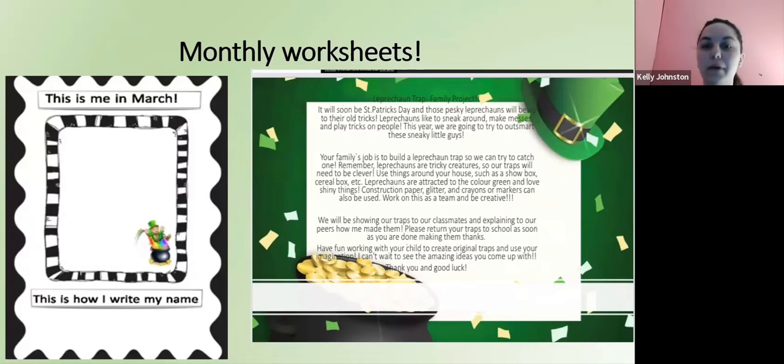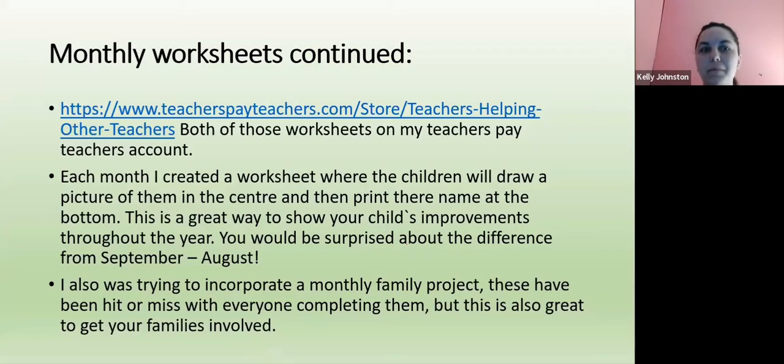So we made leprechaun traps. It got our parents involved, it got our children building, and it got them thinking. I think it was really great for them. There is a book that can go along with this leprechaun trap, and it's called How to Catch a Leprechaun. So that was a fun activity that we did this month.